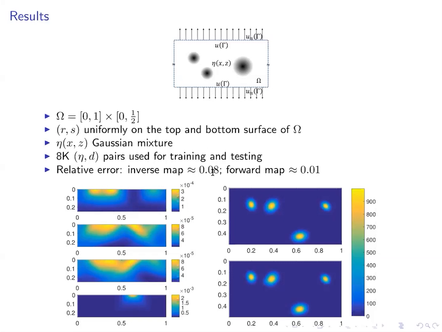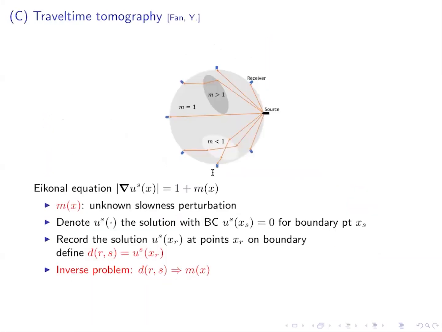All right, let me quickly move to two more applications, starting with travel time tomography. I forgot to mention, most of these I worked on with my previous postdoc, Yu Fan, who did a great job on all of them. In travel time tomography, the physics is the following. You have an object, in this case a disk. You put a source at a certain point, which provides some kind of sound wave, and at every point on the boundary you detect the first arrival time, when the wave reaches that boundary point.